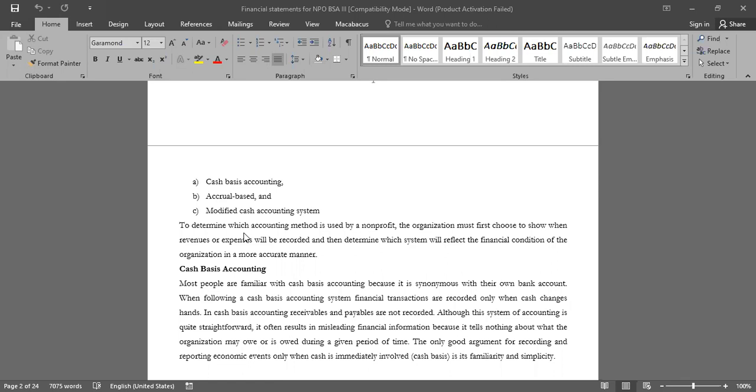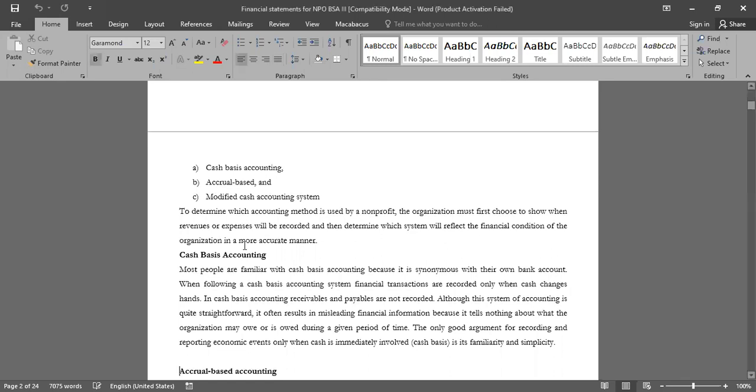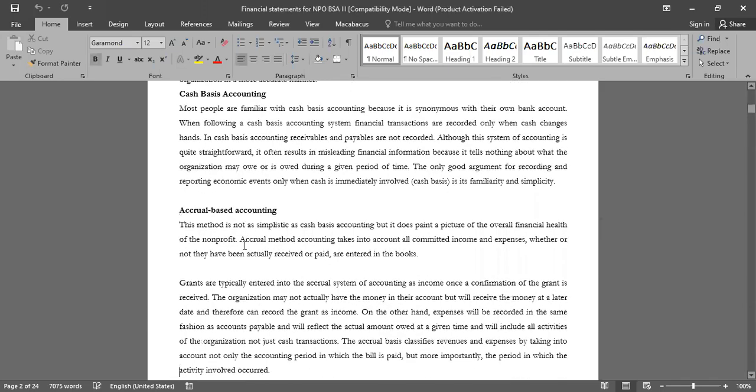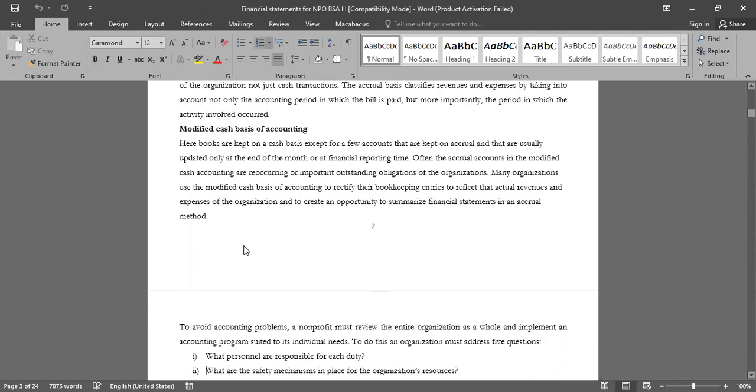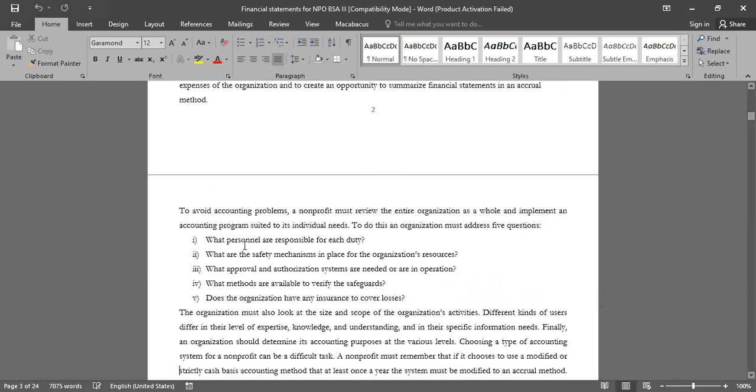So maybe for modified, you can just read a few things, because for cash and accrual we all know. For modified, we can just add ourselves little tips on those. They say that books are kept on a cash basis, except for a few accounts that are kept on accrual and that are usually updated only at the end of the month or at the financial reporting time. I think I've just talked about this now. So that is it. Find some time and read through.